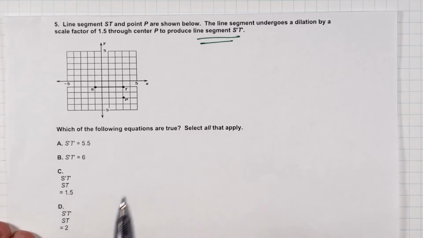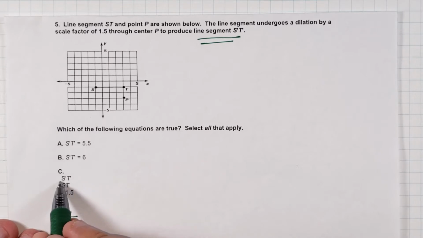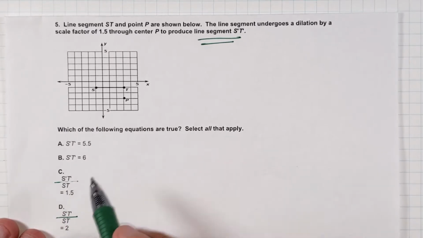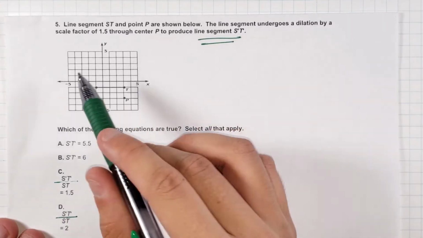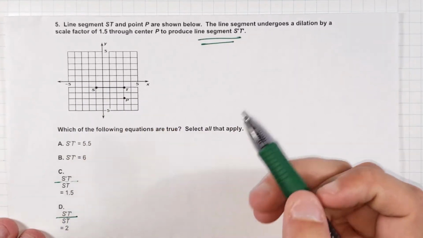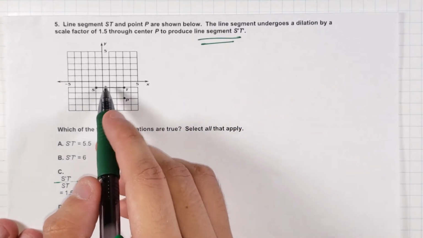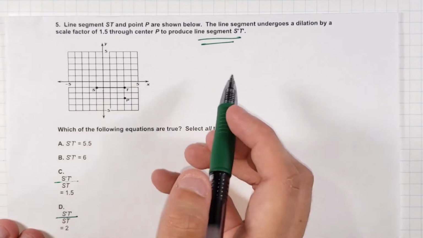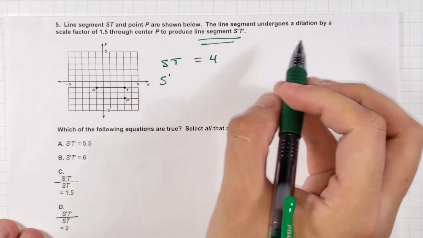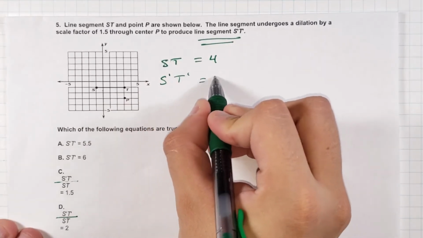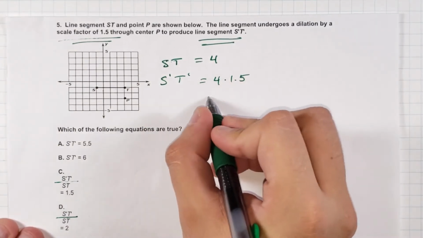On the test, it was actually formatted with a ratio here, so this actually looks like a ratio. What we're going to do is pretty much what the directions ask us to do. It says dilate this line by a scale factor of 1.5. Well, what's the original length of this line? The original length is 1, 2, 3, 4 units, so ST itself is equal to 4 units. But it says S prime T prime is going to be 4 times the scale factor, so we multiply by 1.5.